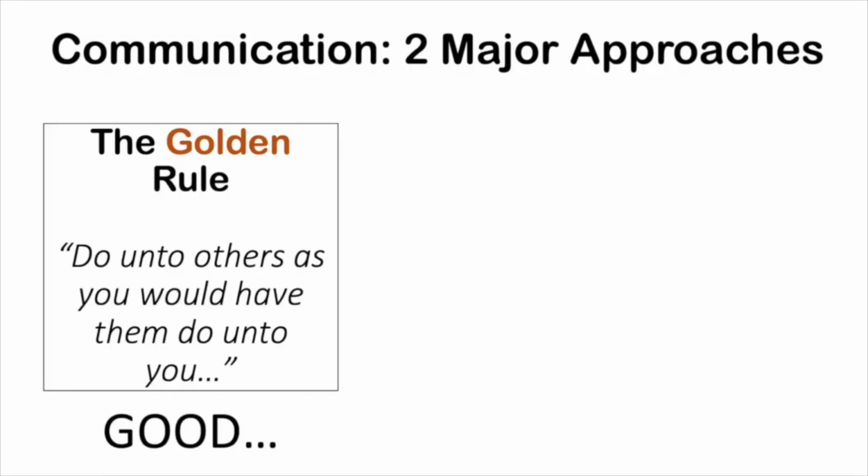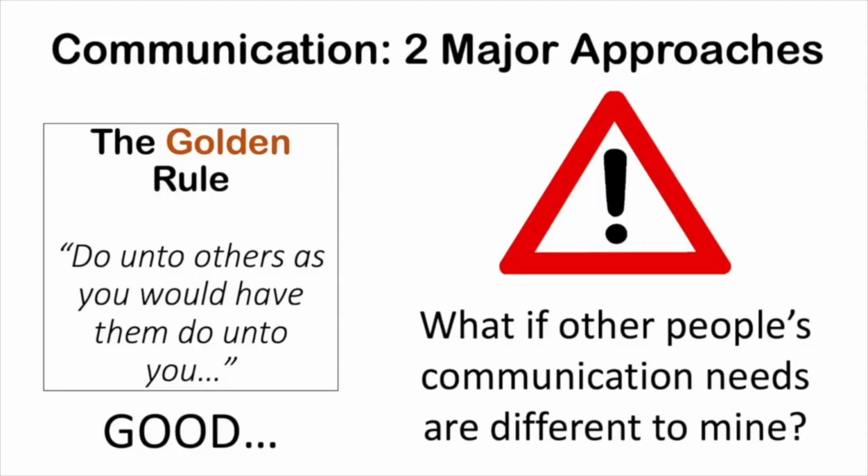The first is called the golden rule: do unto others, or communicate with others, the way I would want them to communicate unto me. And that's a really good idea. If I want respect from someone else, I communicate respectfully. If I want them to be kind, I communicate kindly. But there's an interesting hazard in this one, because sometimes my version of respect or kindness may not hit the mark to match their needs. I mean, what if they have different communication needs to me?